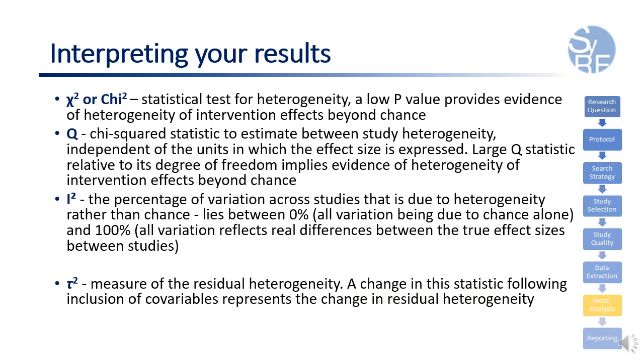When exploring heterogeneity in your dataset, it can sometimes be difficult to interpret your results. As mentioned, for performing stratified meta-analysis, you would normally perform a chi-squared statistical test for heterogeneity. We can interpret this using the p-value that we obtain, whereby if we get a low p-value, this provides evidence of heterogeneity of intervention effects that are beyond chance. This is also true if you get a large Q statistic relative to its degrees of freedom. I-squared is used to help quantify the amount of heterogeneity that we see.